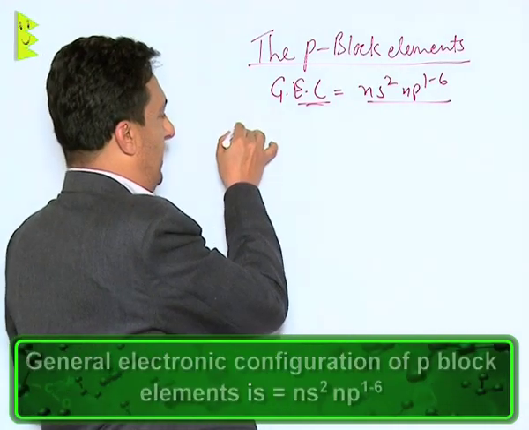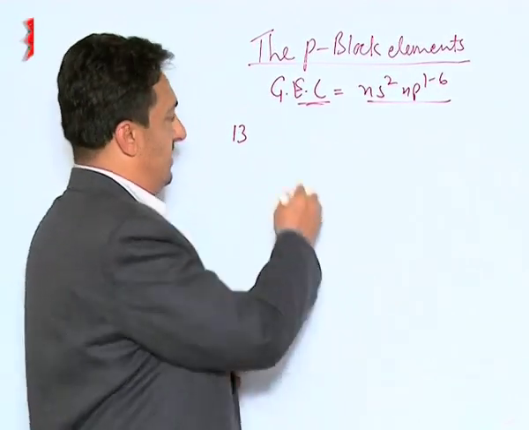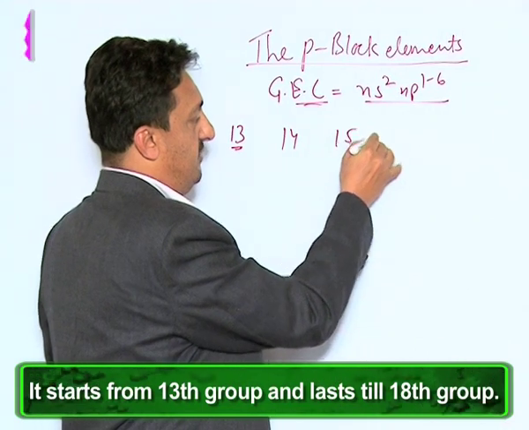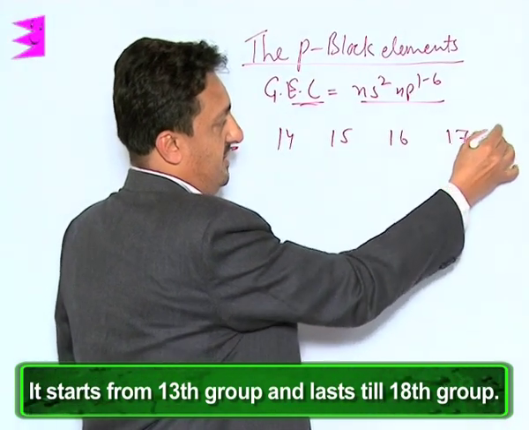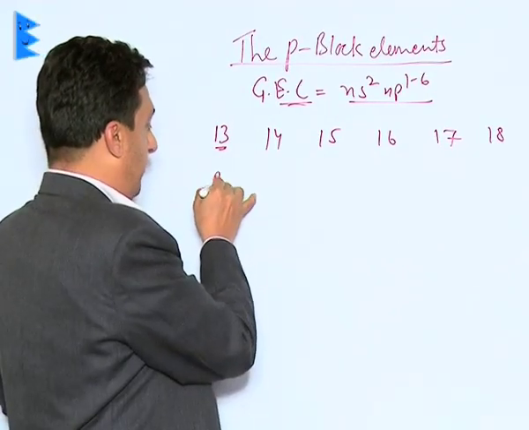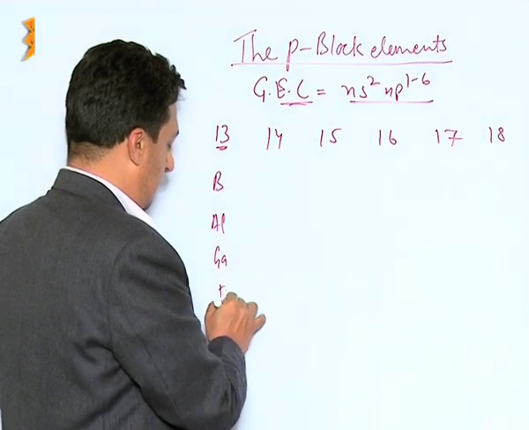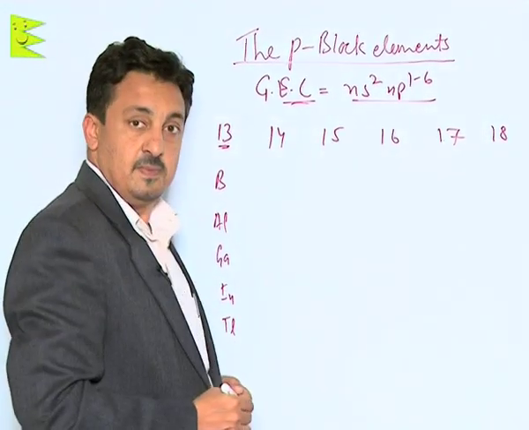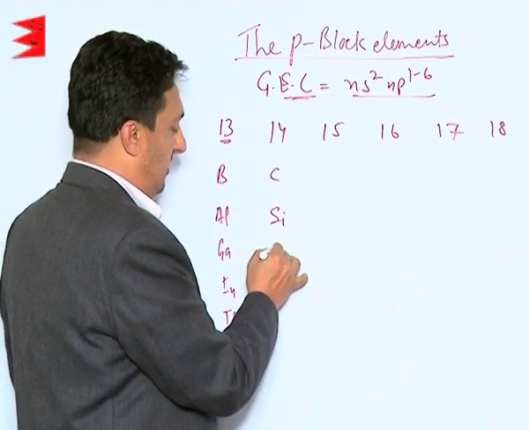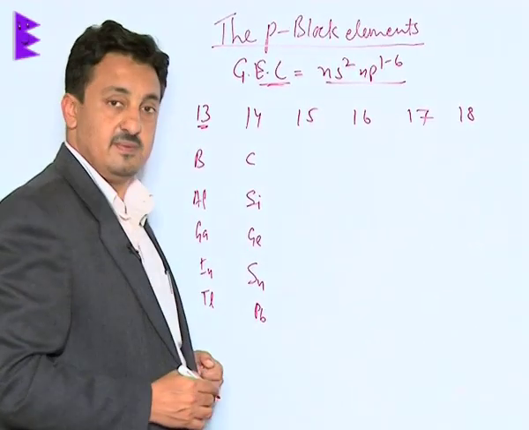Let me give you a brief introduction of the elements of the p-block. It starts from group 13, then we have 14, 15, 16, 17, and in the end 18. Group 13 is called the boron family. It has boron, aluminium, gallium, indium, and thallium. Group 14 is called the carbon family. It has carbon, silicon, germanium, tin, and lead.